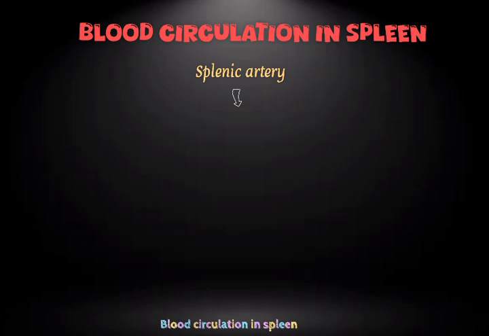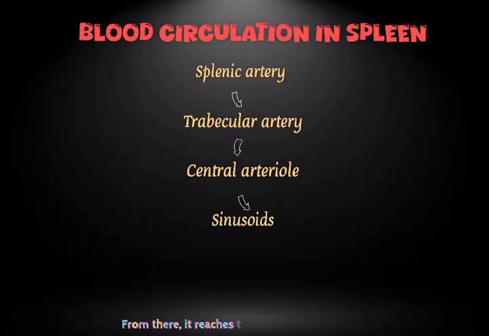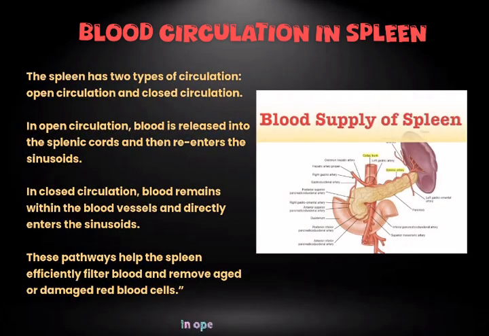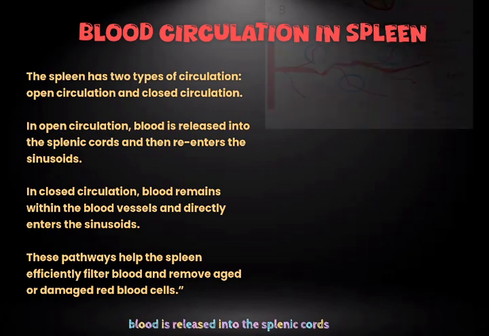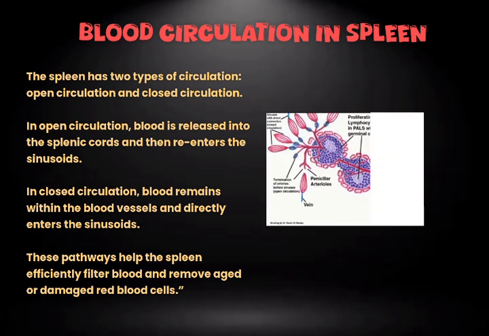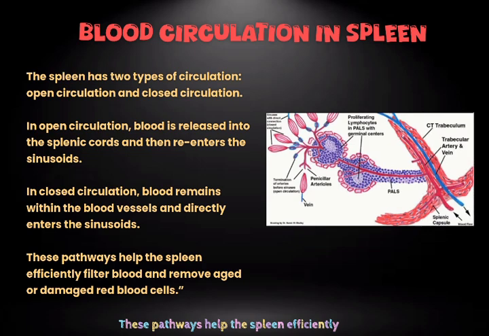Blood circulation in spleen. Blood enters the spleen through the splenic artery and passes into trabecular arteries and central arterioles. From there, it reaches the red pulp before finally draining into the splenic vein. The spleen has two types of circulation. In open circulation, blood is released into the splenic cords and then re-enters the sinusoids. In closed circulation, blood remains within the blood vessels and directly enters the sinusoids. These pathways help the spleen efficiently filter blood and remove aged or damaged red blood cells.